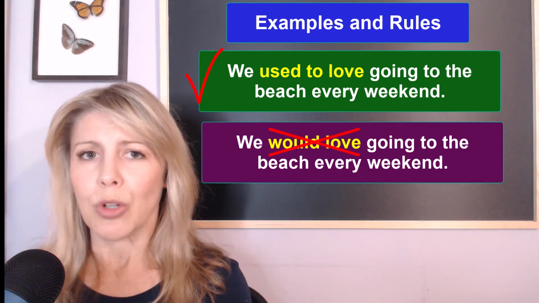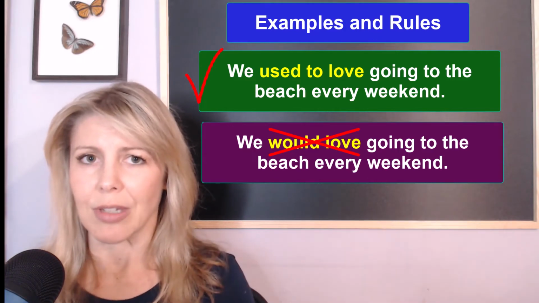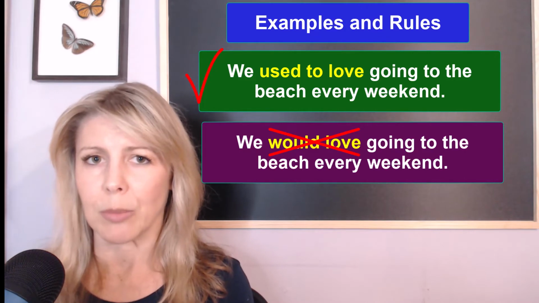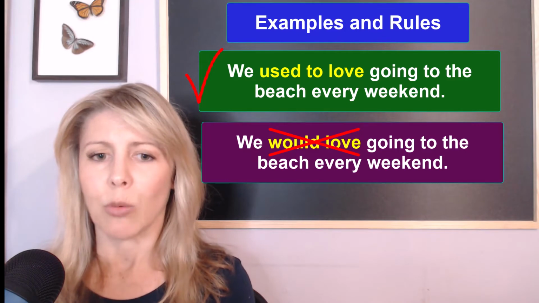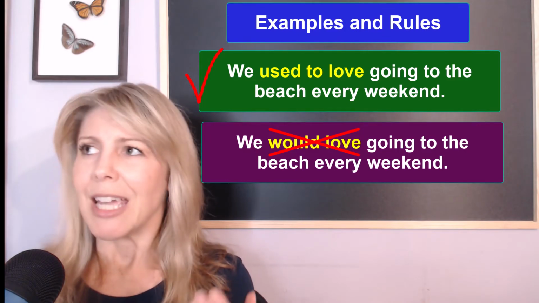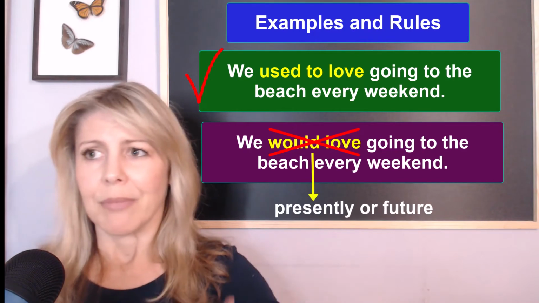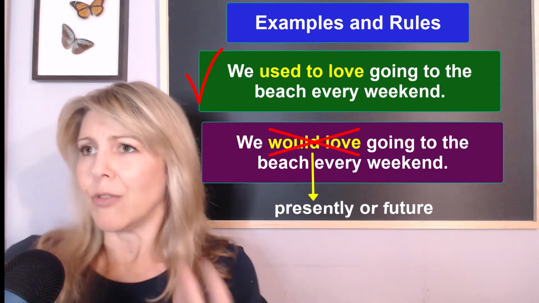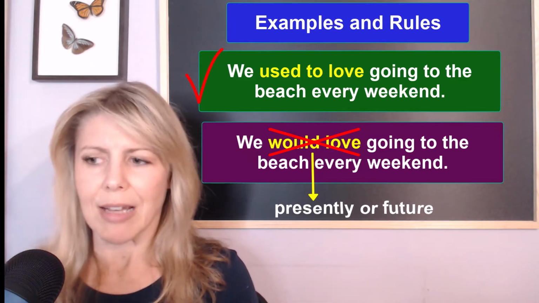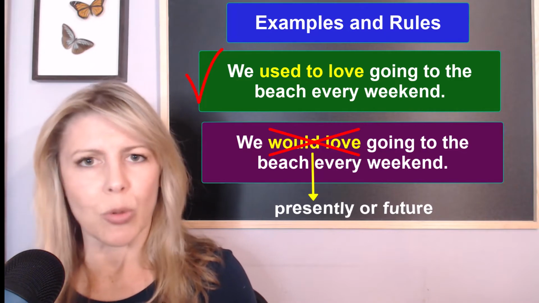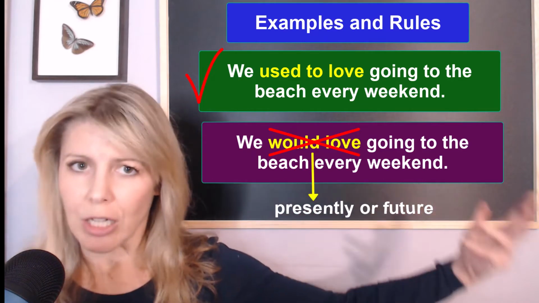Now, if I use would here to talk about something in the past that no longer exists, and I use would with a stative verb, what does that sound like to you? I would love going to the beach every weekend. It sounds like I'm talking about presently. If I had the opportunity, I would love going to the beach, or I would love to go to the beach. It doesn't make sense with stative verbs because it sounds like we're talking about the present or the future. That's why would doesn't work with stative verbs, talking about the past.